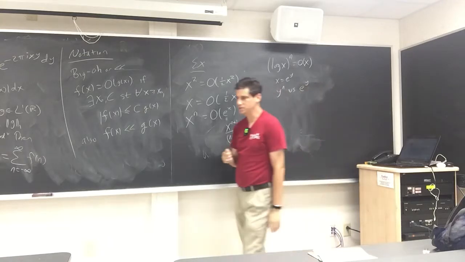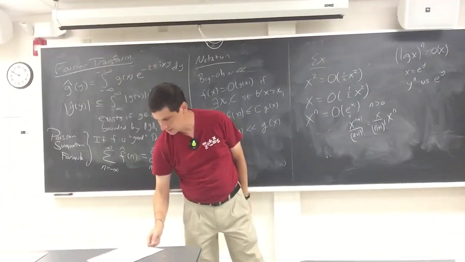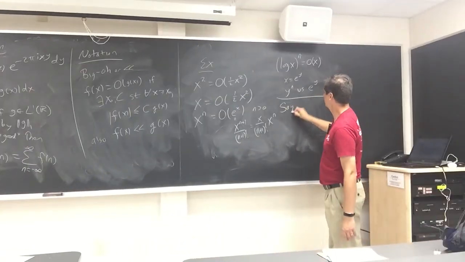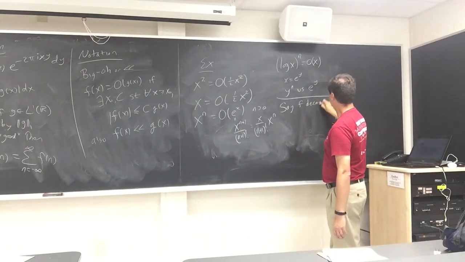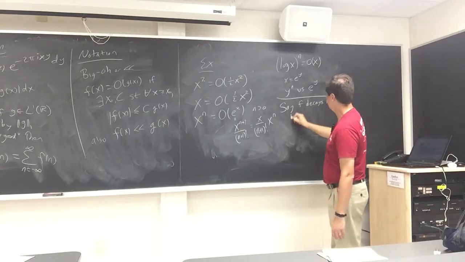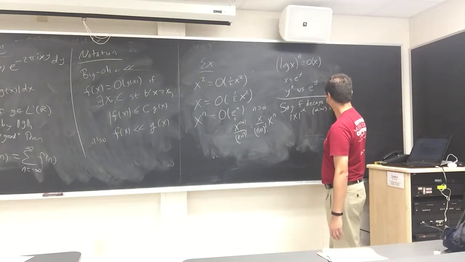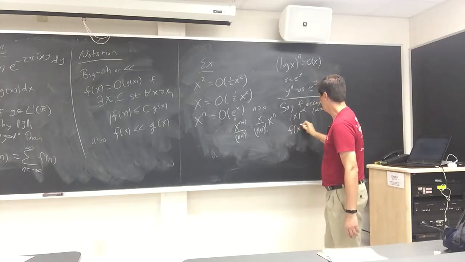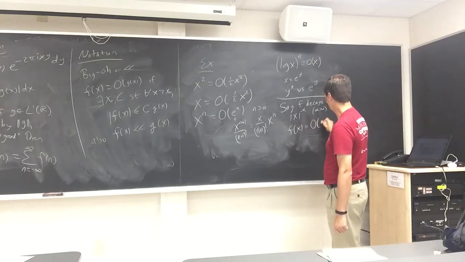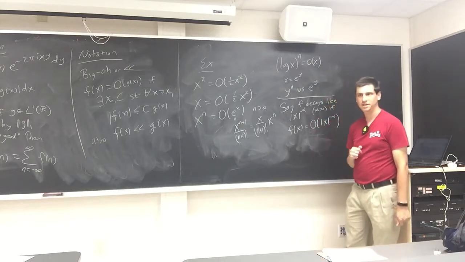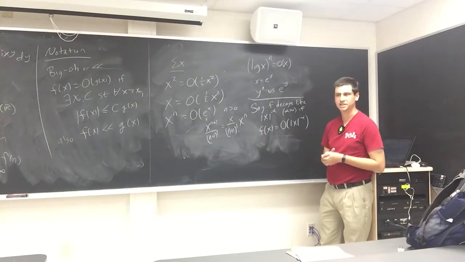Okay? And then the last one is, I think I want to use decays like x to the alpha. So we say f decays like absolute value of x to the negative alpha, alpha greater than 0, if f of x is big O of x to the minus alpha. It might decay faster than that, but just from some point onward, it's decaying at least as fast as this.